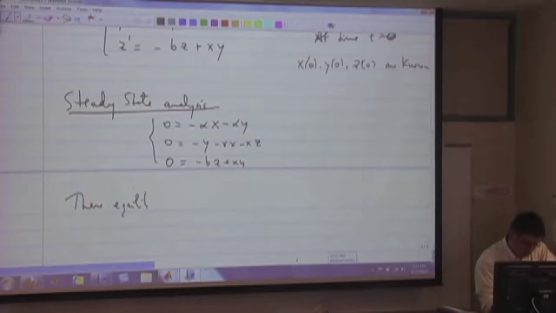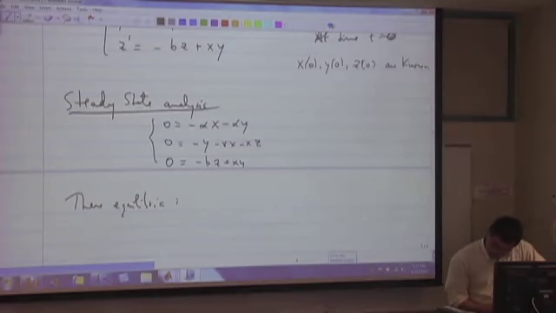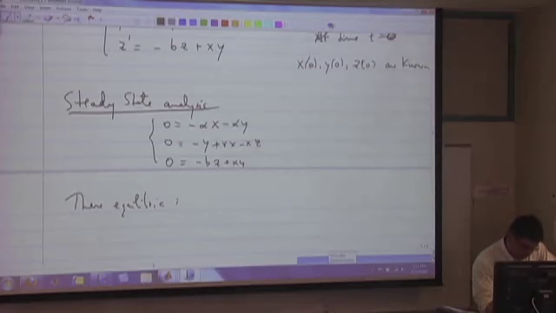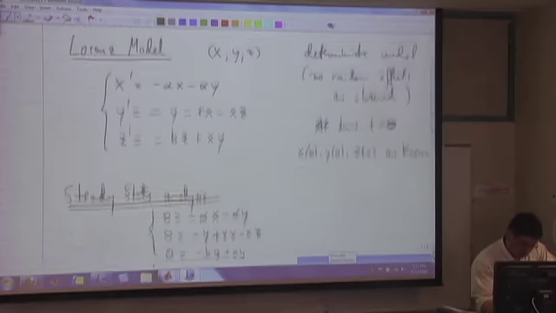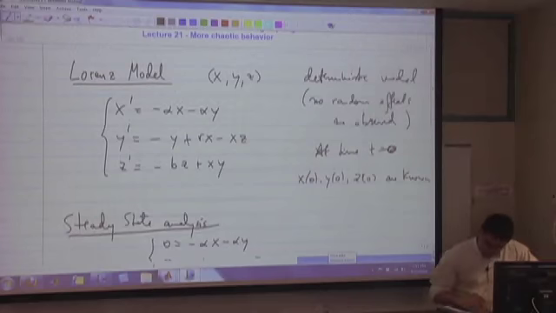Ready? Yep. On your second equation, they wrote Rx instead of positive. Thank you. This is what I have here too. Yeah. Yeah, thank you.